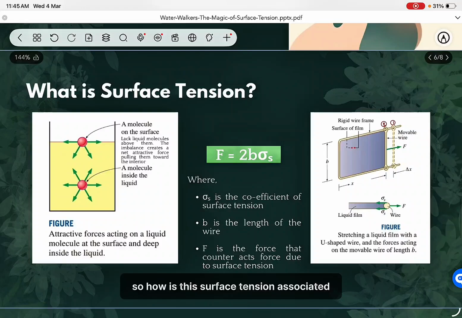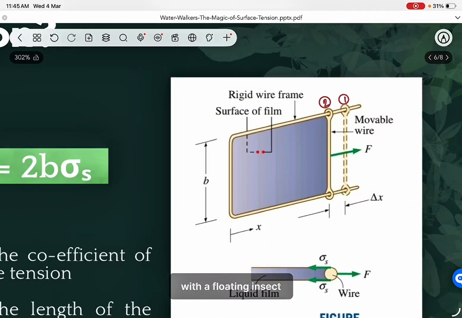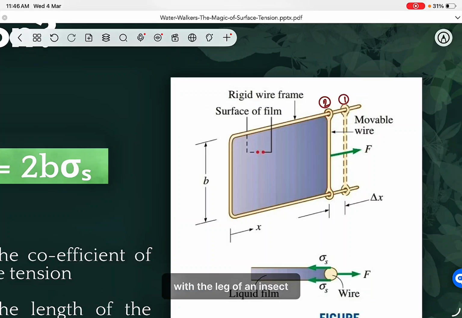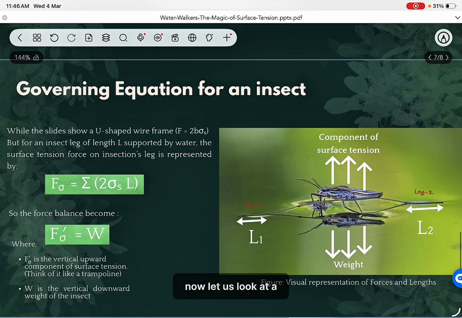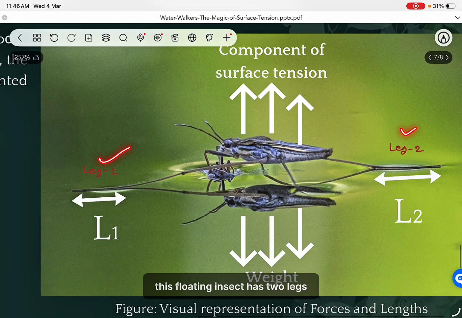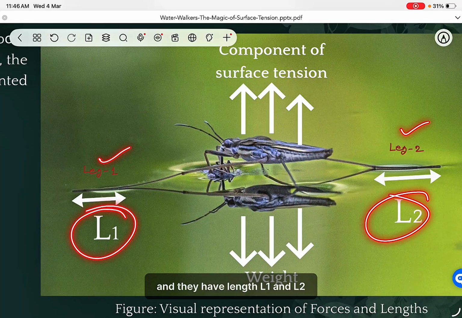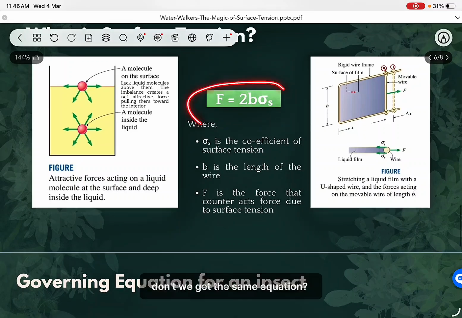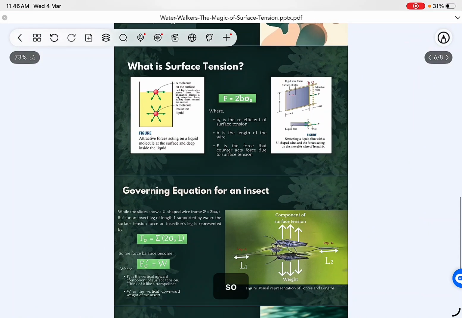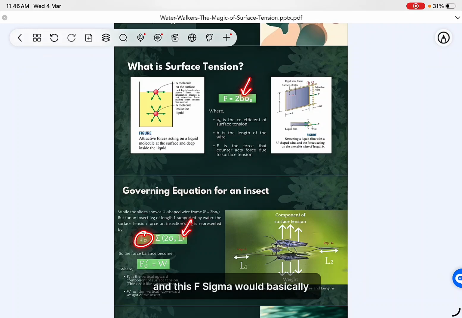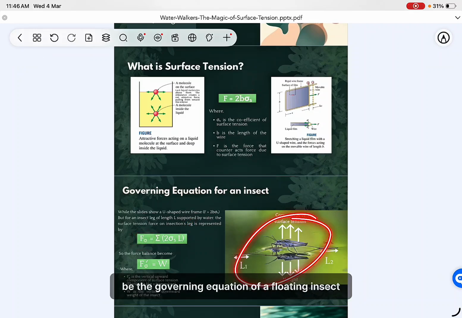So, how is this surface tension associated with a floating insect? What we have to do is just replace this movable wire with the leg of an insect. Now let us take a look at a floating insect. This floating insect has two legs and they have lengths L1 and L2. Now if we just replace this leg with a movable wire, don't we get the same equation? Yes, we do. So what we have to do is just replace this B with this L. And this F sigma would basically be the governing equation of a floating insect.